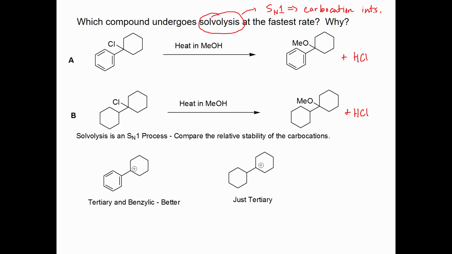All we have to do to determine which reaction is faster is just compare the relative stability of the carbocations. All right, this carbocation right here is tertiary and benzylic. It's thus better. All right, the carbocation right here, it's just tertiary.